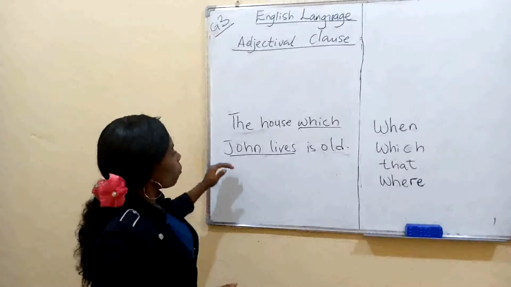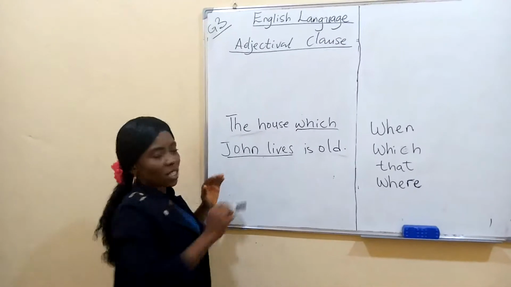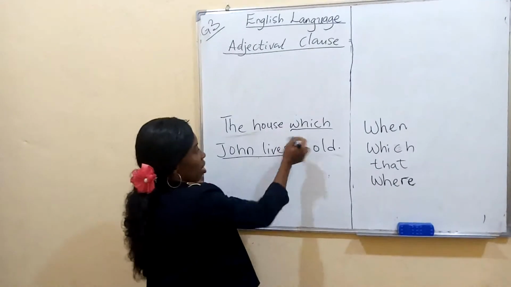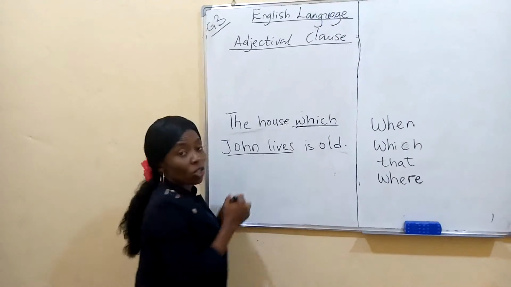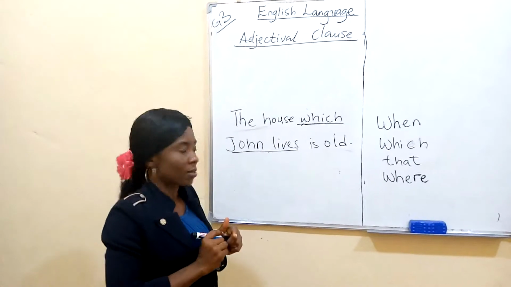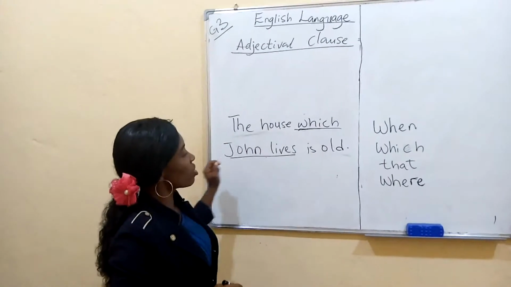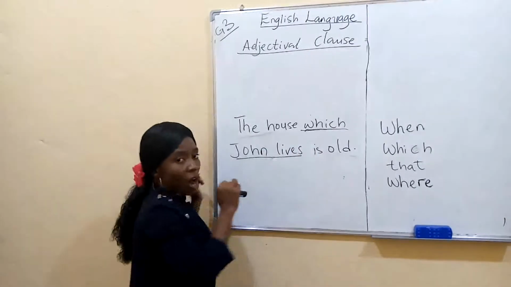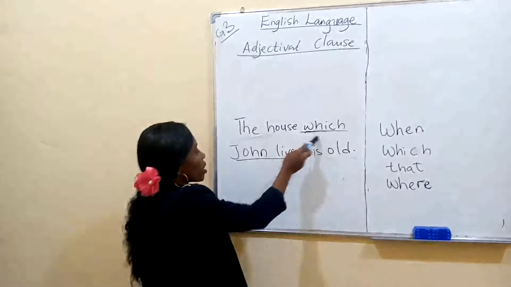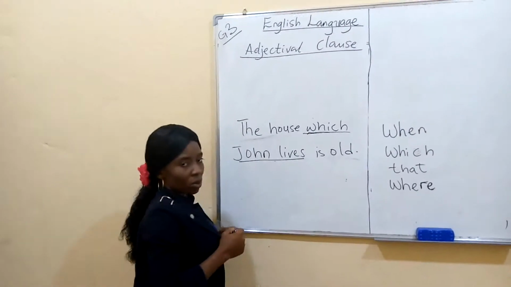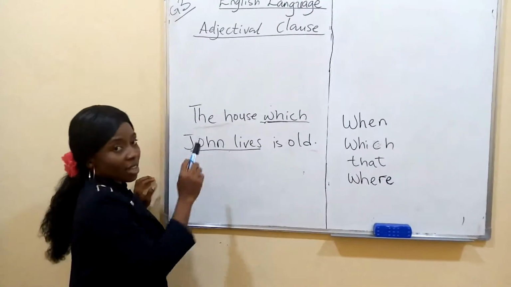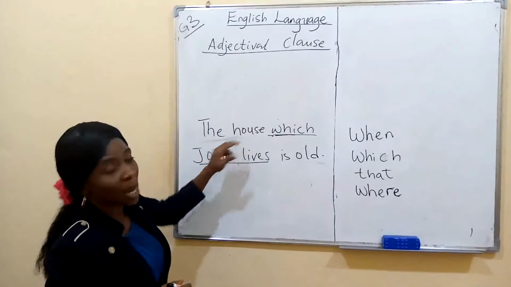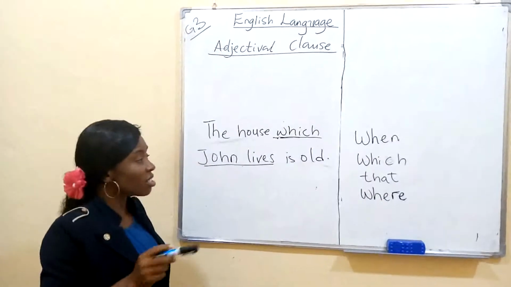Now, what do I mean? We will now say that which John lives is an adjectival clause. But remember I told us that a word like this will introduce an adjectival clause. Now we have the sentence, the house which John lives is old. So what have I just done? I have underlined my adjectival clause. Which John lives is our adjectival clause. And what information is it giving us? It is giving us information about the house.